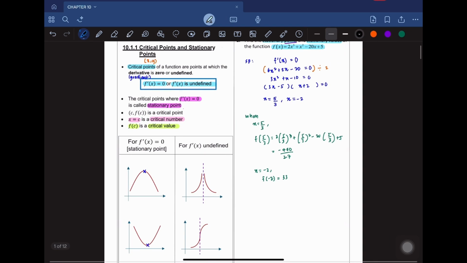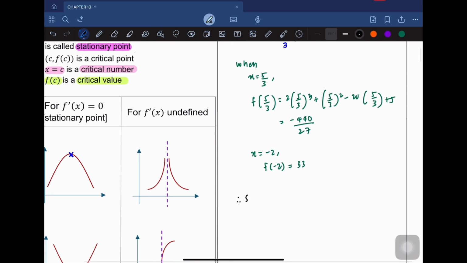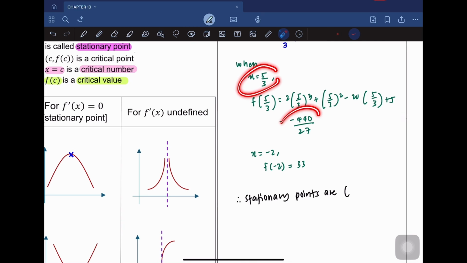Now you already have the value of y, so you can write the stationary points. And then you just need to do the conclusion. So stationary points are, the first coordinate is (5/3, negative 440/27).